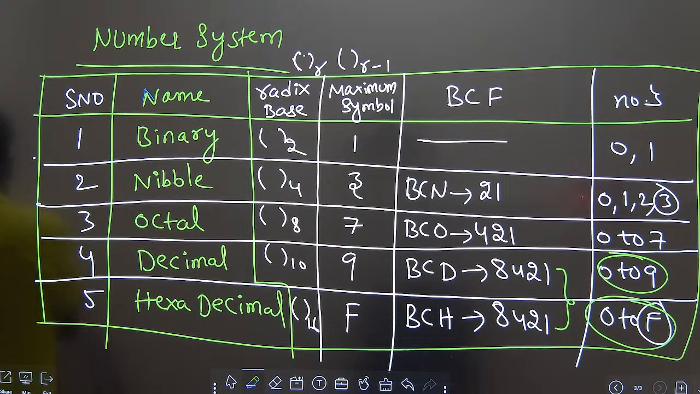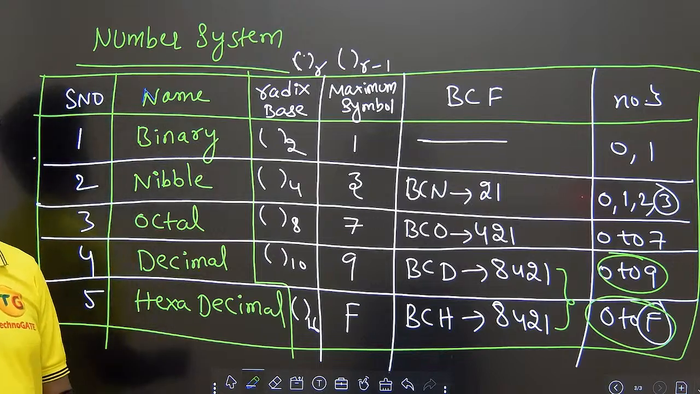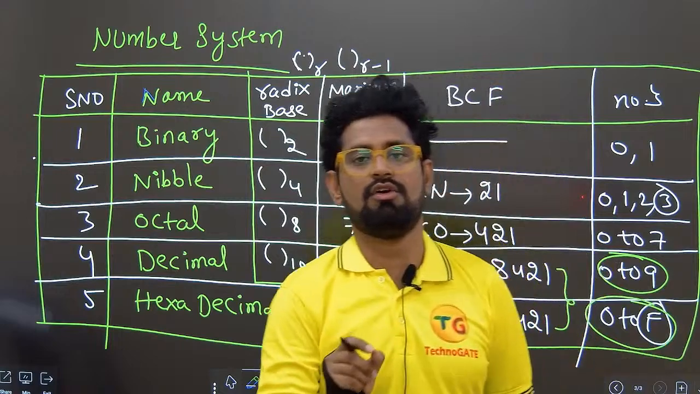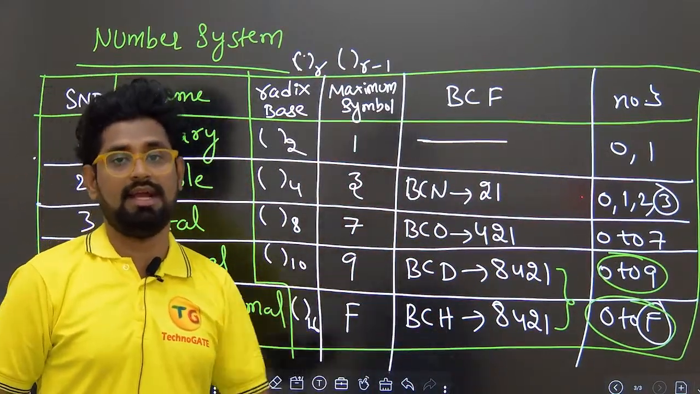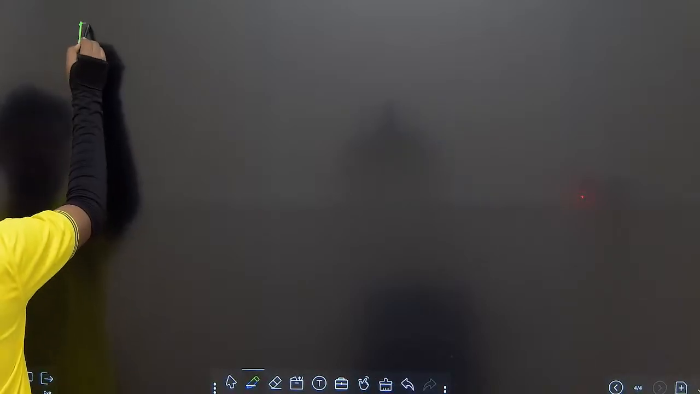So now let's see what are the binary coded formats that I said: BCN, binary coded for nibble, binary coded for octal, binary coded for decimal, binary coded for hexadecimal. So let us see these formats now. So first, BCN, binary coded for nibble.